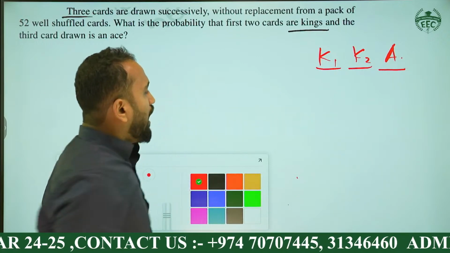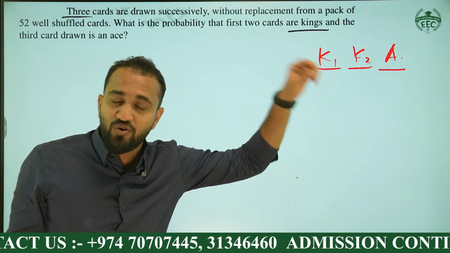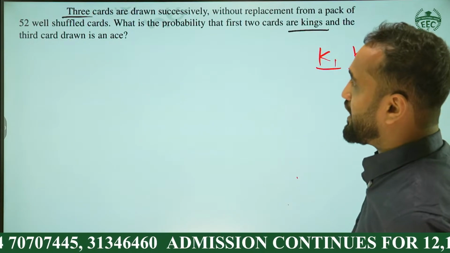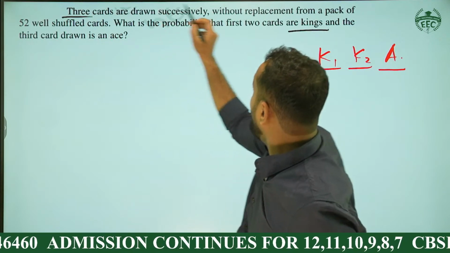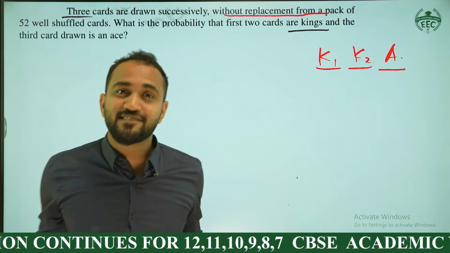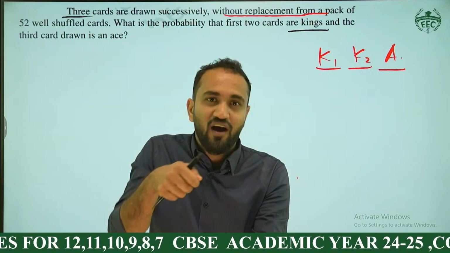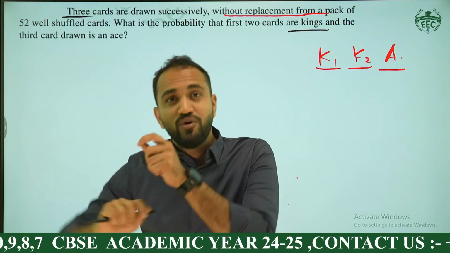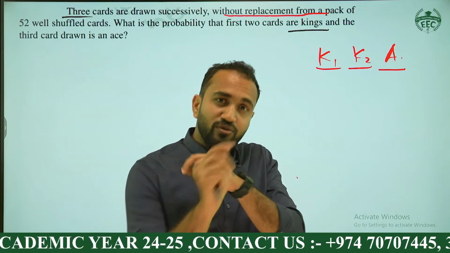Now, how did I come to know that this is a question where I need to apply the multiplication theorem on probability? Because in the question it is mentioned that I am drawing 3 cards without replacement from a pack. People, what do you mean by without replacement? If you select one card, we are not replacing it back. You throw it away, and you go for selection of the second card. You select it and again throw it away, and you go for selection of the next card.